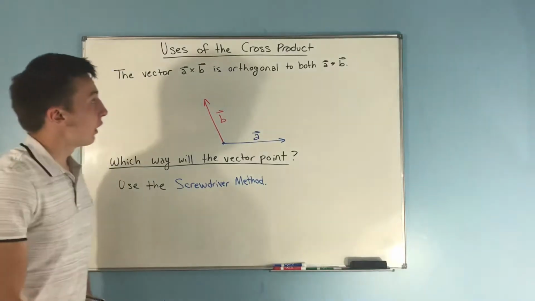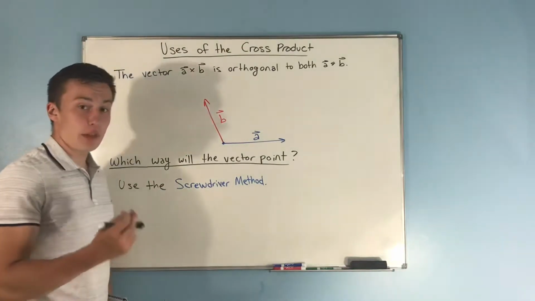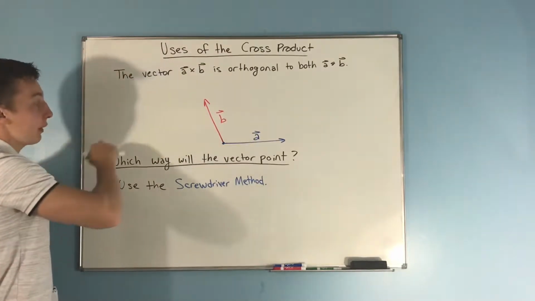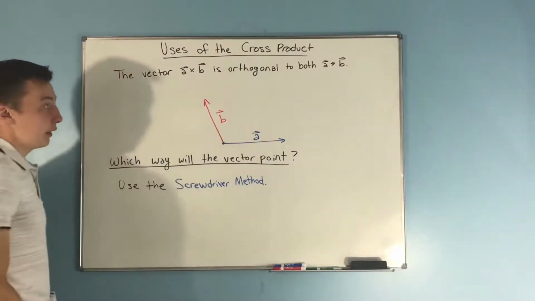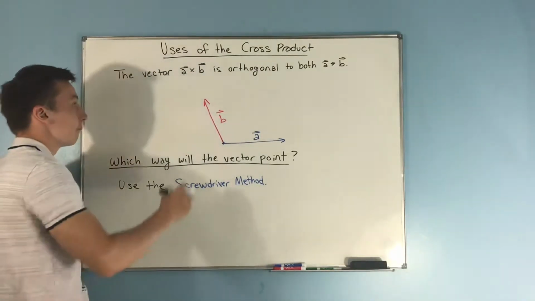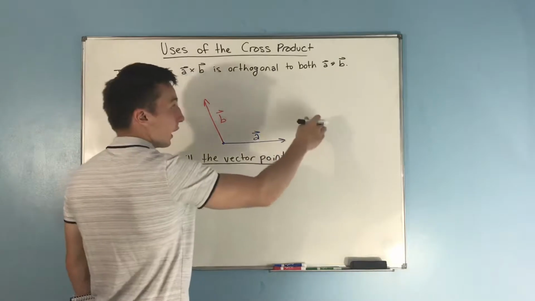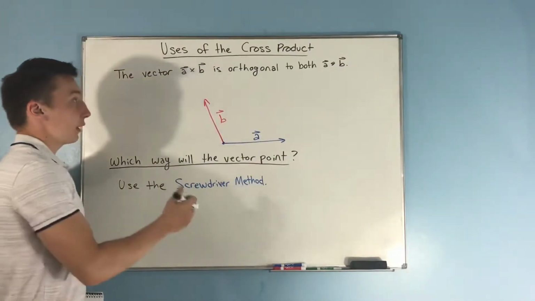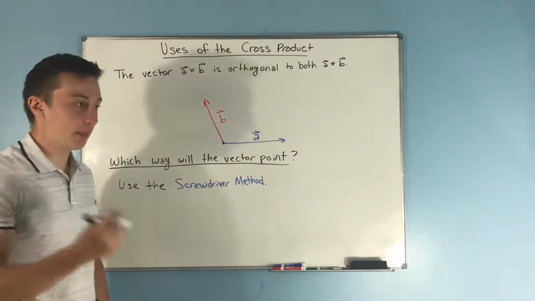Alright, so in this video, we're going to be talking about some uses of the cross product, okay? The first thing we're going to be talking about is that the vector A cross B, basically the vector product or the cross product, whatever you want to say, is orthogonal to both vector A and vector B, okay? And this is really going to come into play later. This is a big thing.